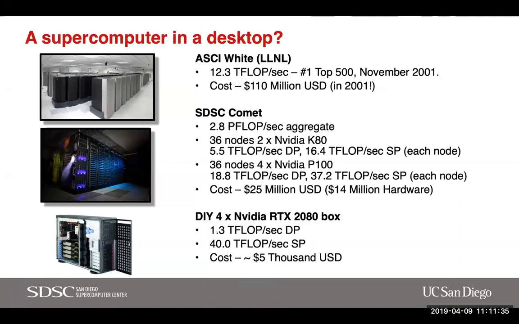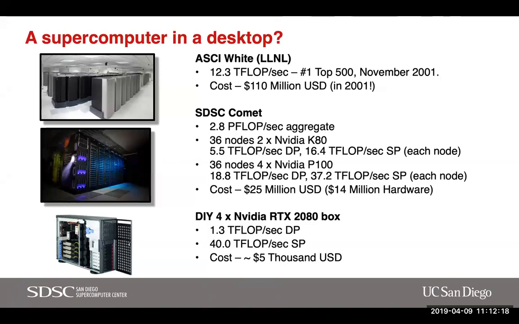We have 36 nodes that each have 2 NVIDIA K80 GPUs, and we have 36 nodes that each have 4 NVIDIA P100 GPUs. Each of those nodes has a performance of 5.5 teraflops double precision or 16.4 teraflops single precision. So you can see that a single node, at least of the K80 nodes, already has a higher performance in single precision than the entire ASCI White machine, and the 4 P100s outperform the entire ASCI White machine already in double precision. In this case, the cost for the entire machine is approximately $25 million, where 14 million went into hardware and the rest is operation costs.